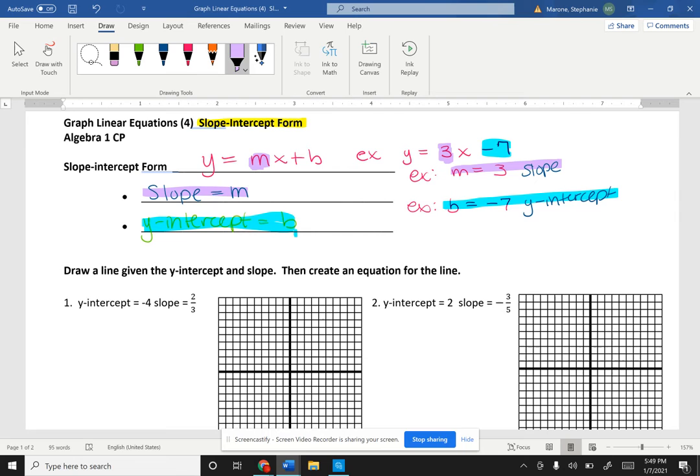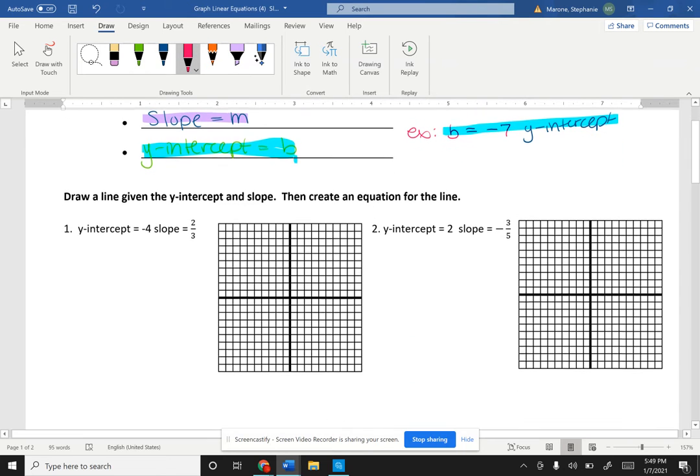So what we're going to do for these problems is draw a line given the y-intercept and slope and then create an equation. So I'm going to draw the line first. The y-intercept is -4. That's on the y-axis. So on the y-axis, we go to -4, which is down 4. That is the y-intercept. Now I'm going to use the slope.